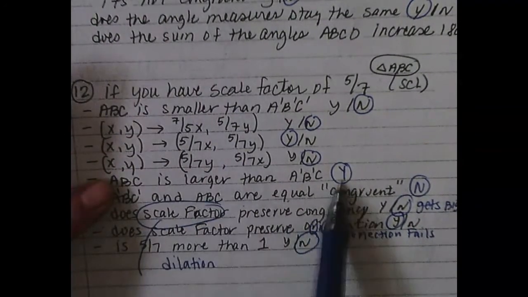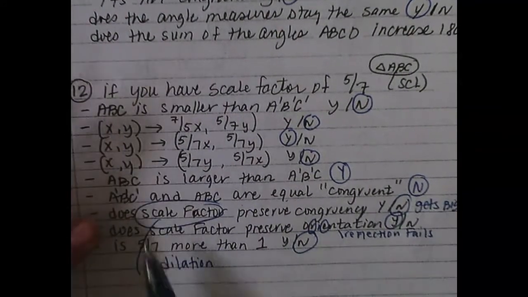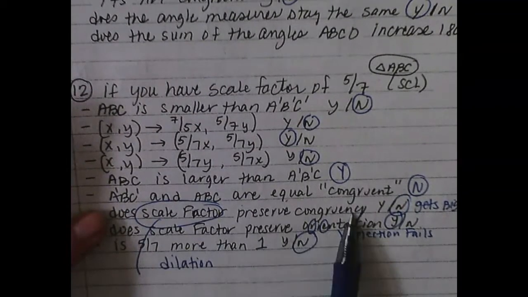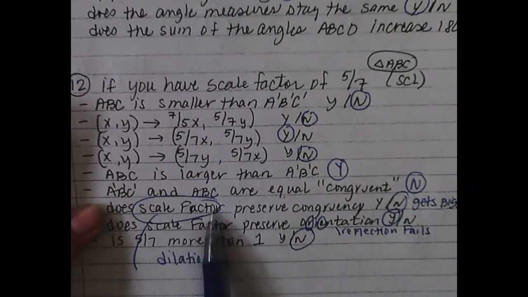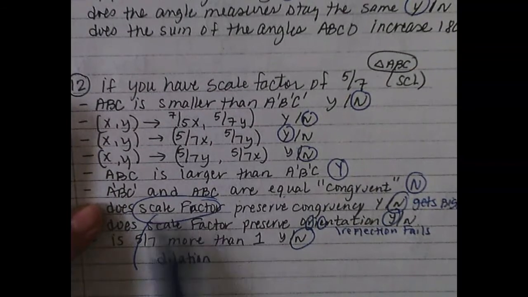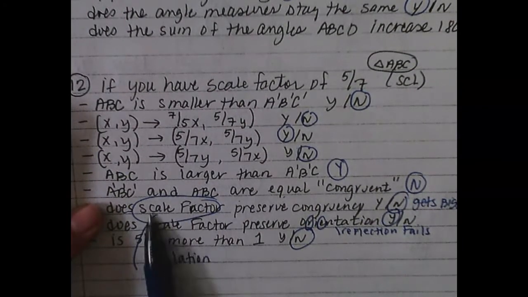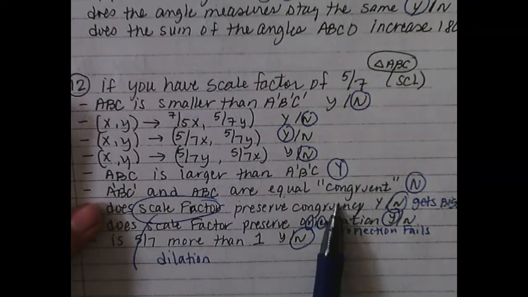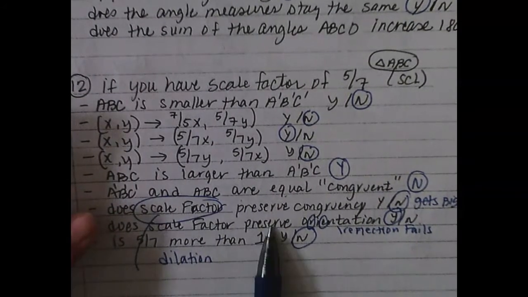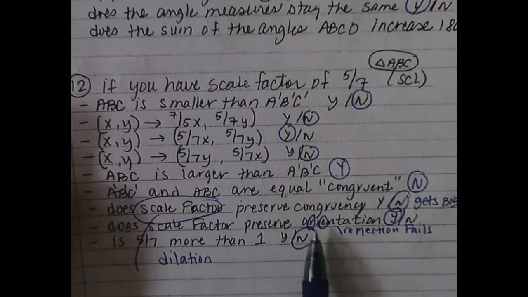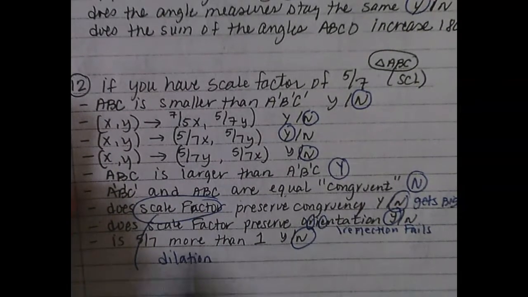ABC is larger. That's true. They are equal. They're not equal. Does scale factor preserve congruency? The answer is no. Scale factor means dilation because think about getting on a scale. Isn't that a diet? Dilation. You need a scale to test the diet theory. That does not preserve congruency because congruency means equal, and you're not equal if you're on a diet. And then does scale factor preserve orientation? Yes, it does because reflection is the one that fails. And is that more than 1? No.